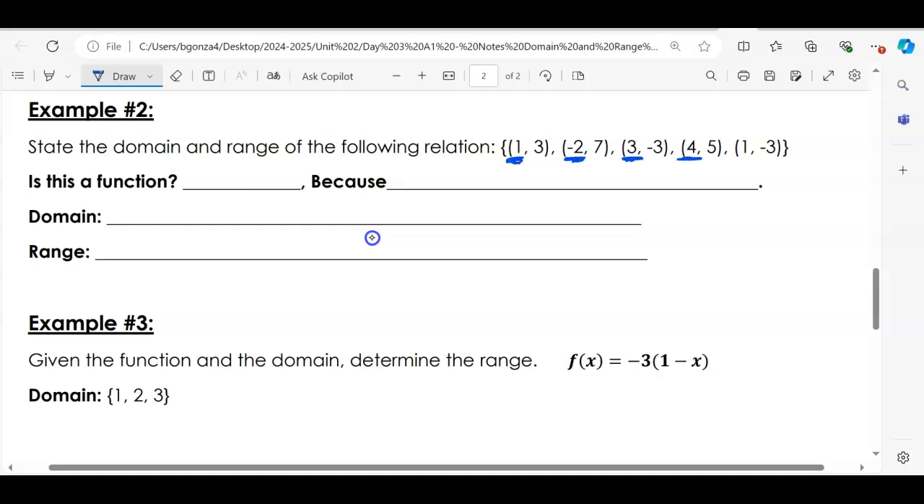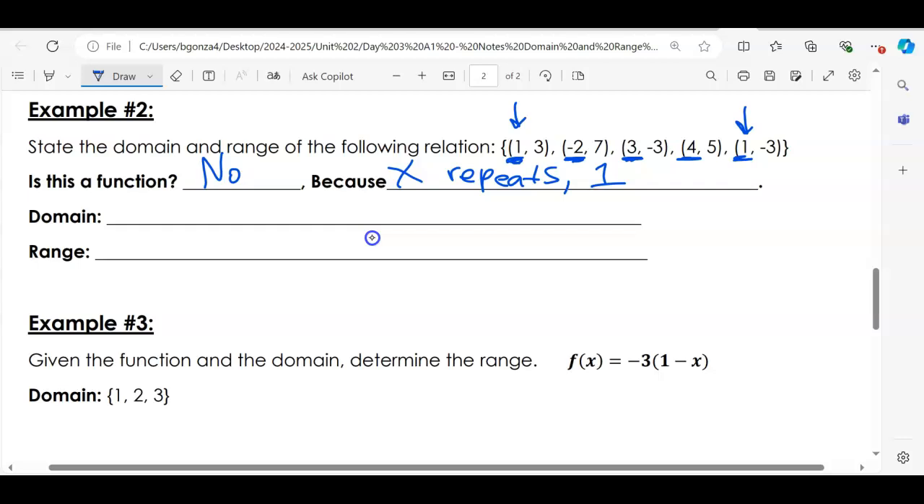Is it a function or no? What do y'all think? What does that mean? No. Why is it not a function? Yeah, the 1 repeats. So is it a function? No. Why? X repeats, it's the 1. Y'all see that here? 1 repeating. Not a function. That means X has more than one Y. Not a function. Okay?